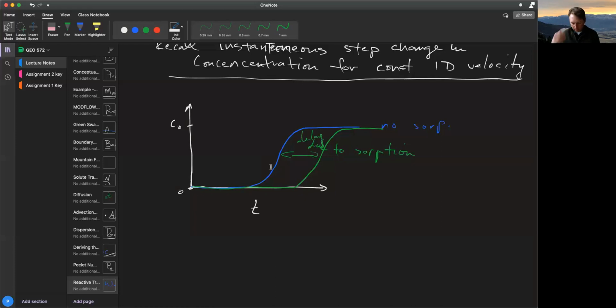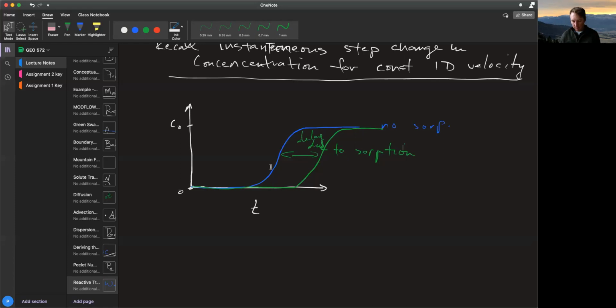Okay. So this is our initial foray into considering reactions and the effect of reactions. Sorption being this first really simple reaction, but by even adding this very simple interaction, we see that the transport gets more complicated. We now have solute that isn't moving at the fluid velocity because it's delayed by this reaction.